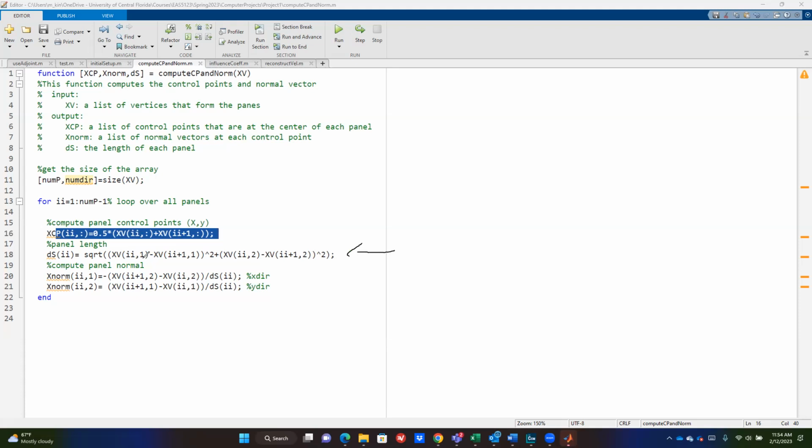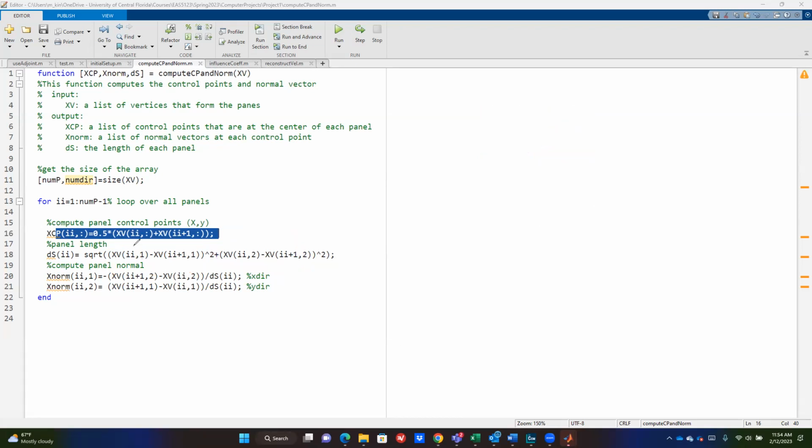You can see this is the difference in x locations and the difference in y locations. So if this is a panel, it's that length squared plus this length squared. Maybe if I could color coordinate. So that's that length. This is this length, squared, and the square root of that overall sum just gives us the magnitude of the size of the panel.